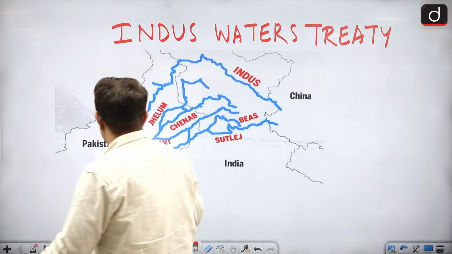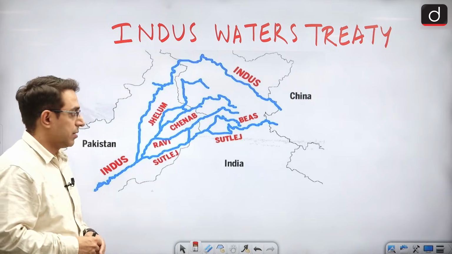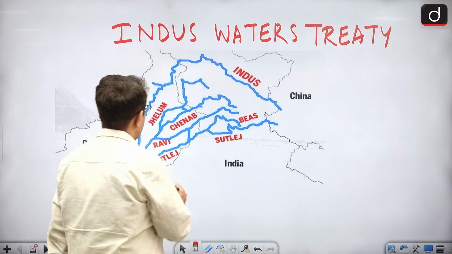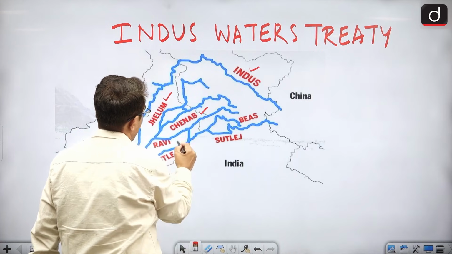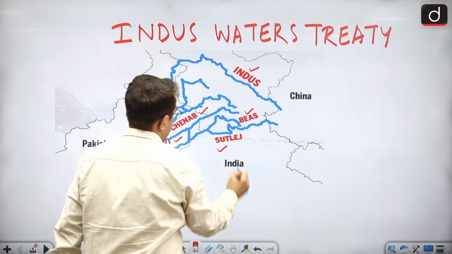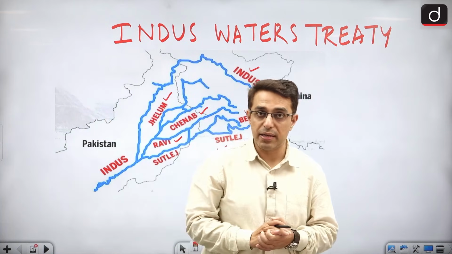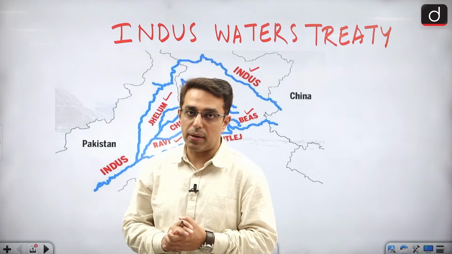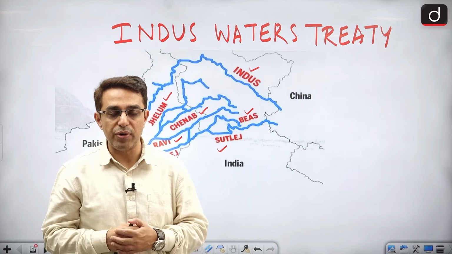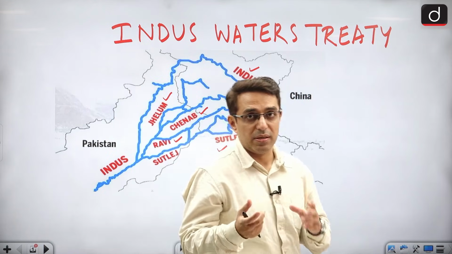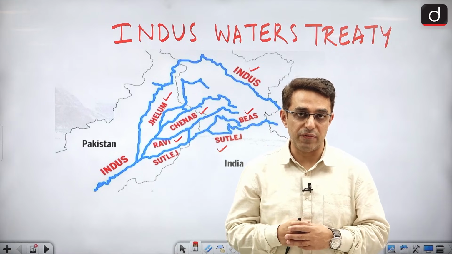So this is the Indus basin that we can see in this map, and the basin has 6 rivers including Indus. So we have Indus River, then we have Jhelum, Chenab, Ravi, Beas and Satluj, right? So these 6 rivers form the Indus River basin, and these are important for both the countries, India and Pakistan. After India's partition into the 2 new countries, there was this issue between India and Pakistan about the division and sharing of the waters of these rivers.